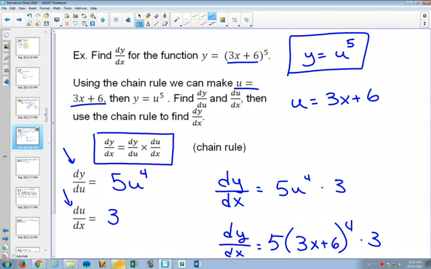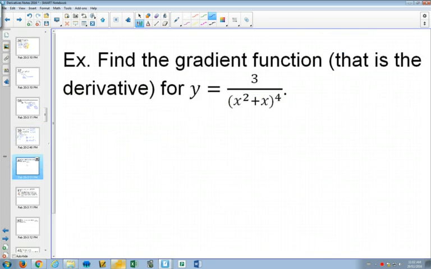So you can always do this as a longer process. However, we're going to just visualize and see right away that the 5 is our outside function. And we can bring that 5 out in front and take away 1 from the exponent, leave our function the way that it was inside, and then multiply by the derivative. And that's how we're going to process a lot of these ones moving forward.